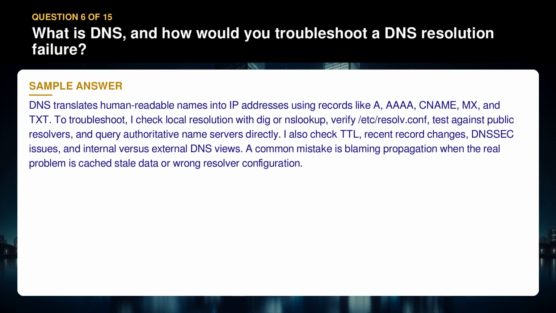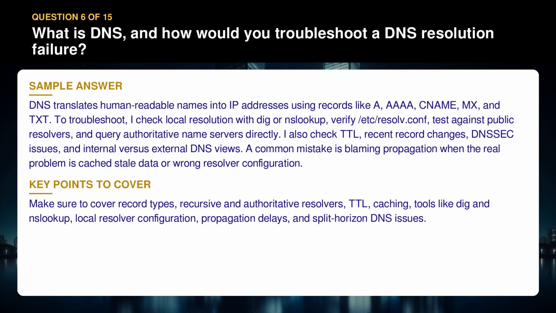I also check TTL, recent record changes, DNSSEC issues, and internal versus external DNS views. A common mistake is blaming propagation when the real problem is cached stale data or wrong resolver configuration. Make sure to cover record types, recursive and authoritative resolvers, TTL, caching, tools like dig and nslookup, local resolver configuration, propagation delays, and split horizon DNS issues.